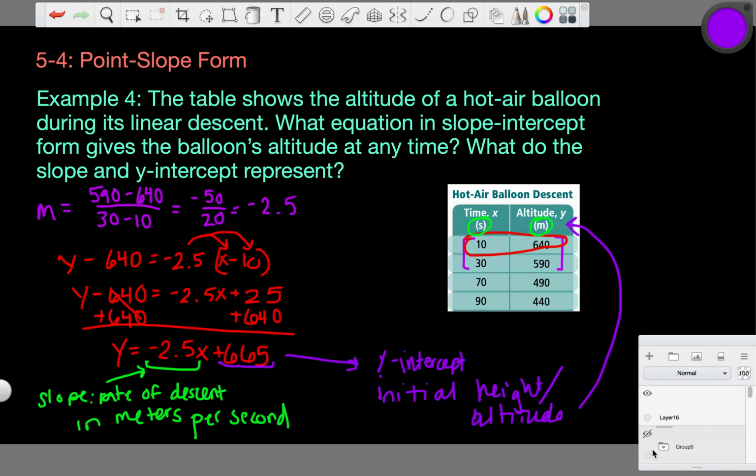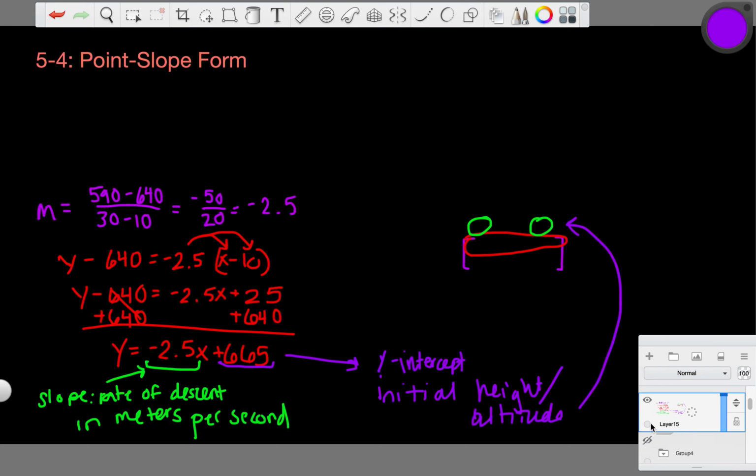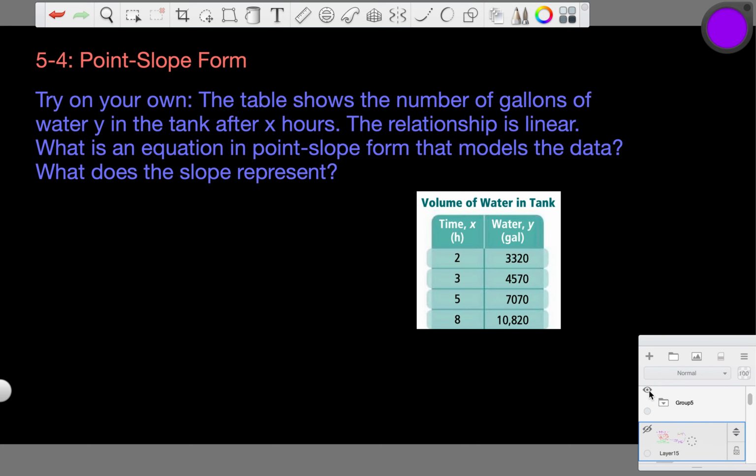And all I'm asking you to do next is to complete the last problem on your own. So let's quickly show that. You guys are going to do the same thing here. You're going to write this equation in point-slope form, and then you want to say what the slope is representing.